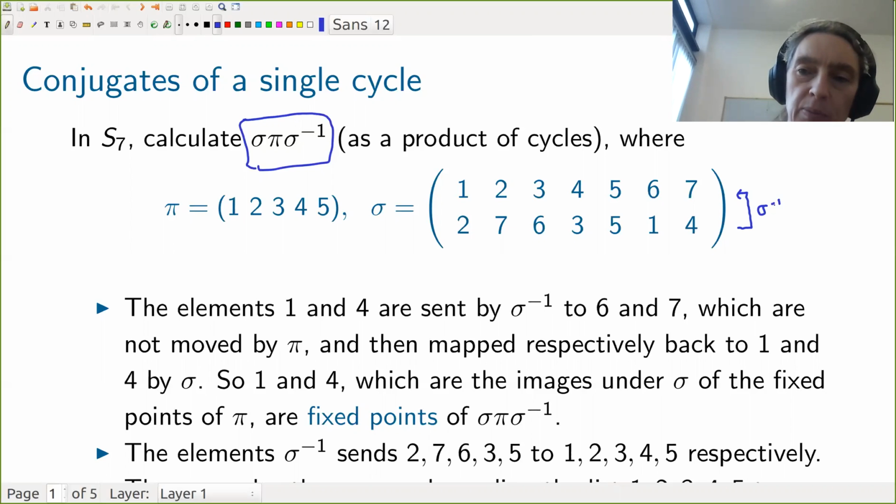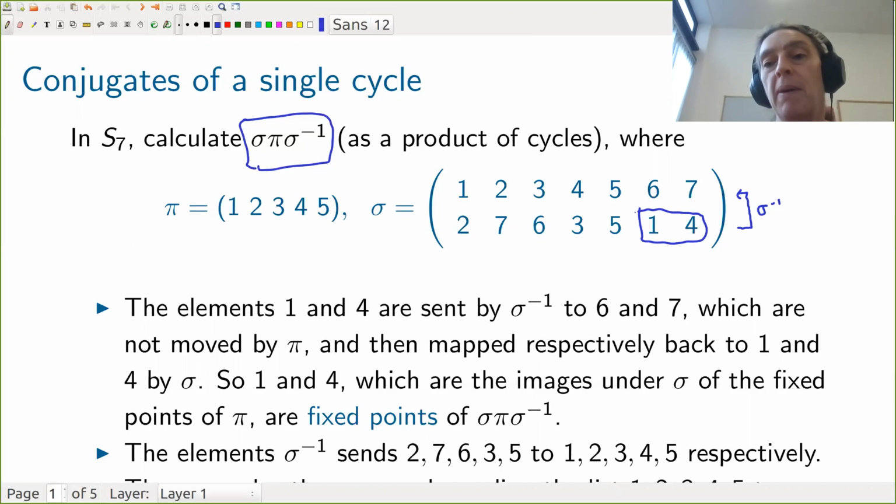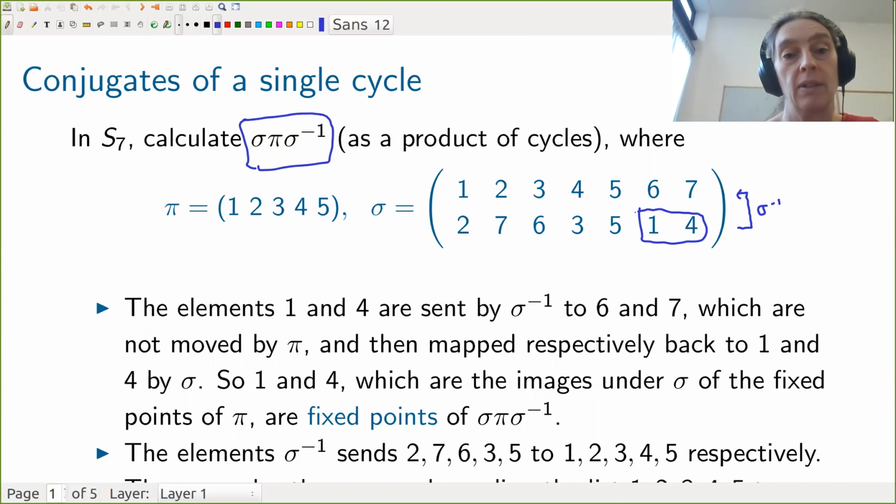If we look at the elements 1 and 4, which I'm choosing to focus on because sigma inverse takes them up to 6 and 7, which are the fixed points of pi, let's see what the composition sigma after pi after sigma inverse does to those 2 elements. Sigma inverse lifts 1 and 4 up to 6 and 7. Then pi fixes both 6 and 7. And then sigma drops 6 and 7 back down to 1 and 4.